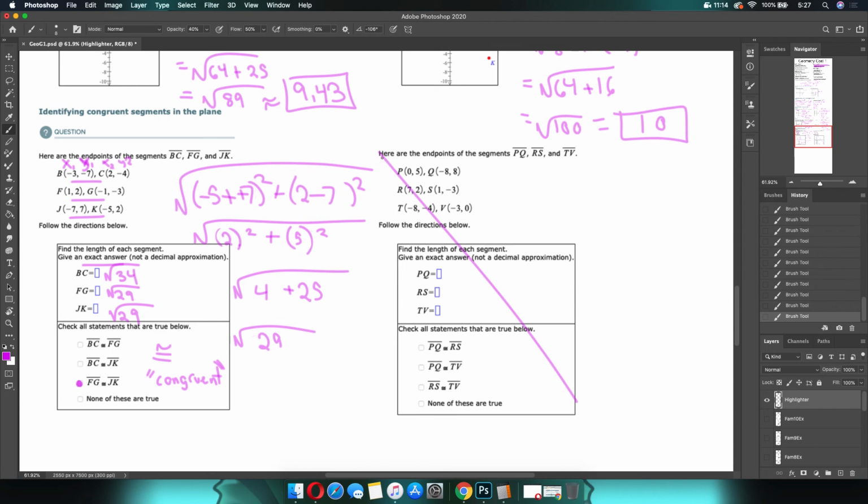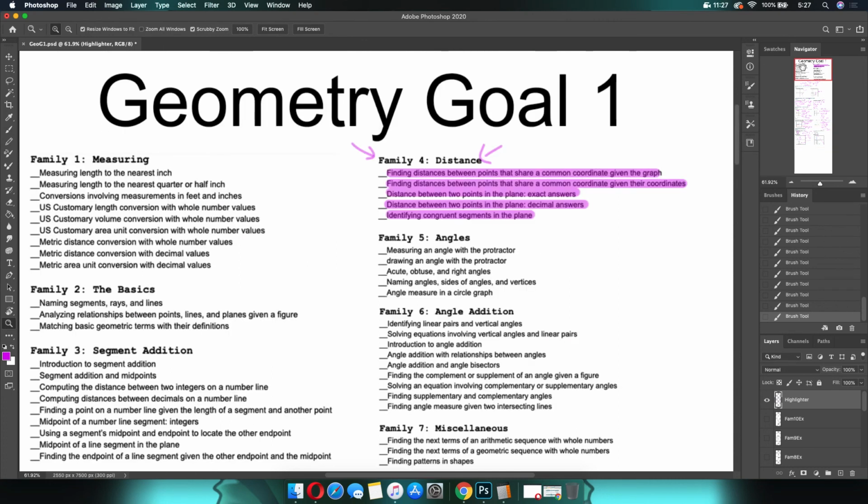If you want, you can ask me down in the comments whether or not you want me to do the other topic, but honestly, I just did the distance formula for you 3 times in rapid succession. I think we're good. So that is everything for Geometry Goal 1, Family 4.